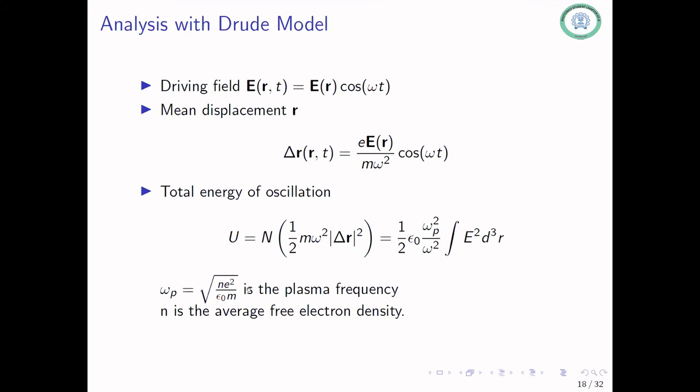So your omega p is the plasma frequency. It's given by this expression. This is a standard result from the Drude model calculated by Landau, and n is the average free electron density here. So you can see how there's an n factor and there's a volume integral. So that's accounting for all electrons.